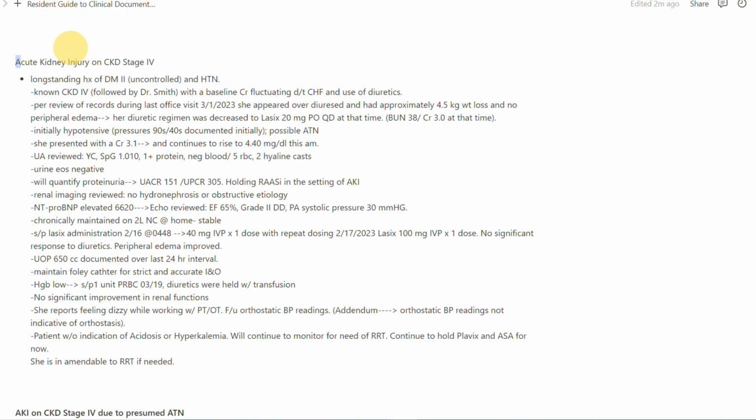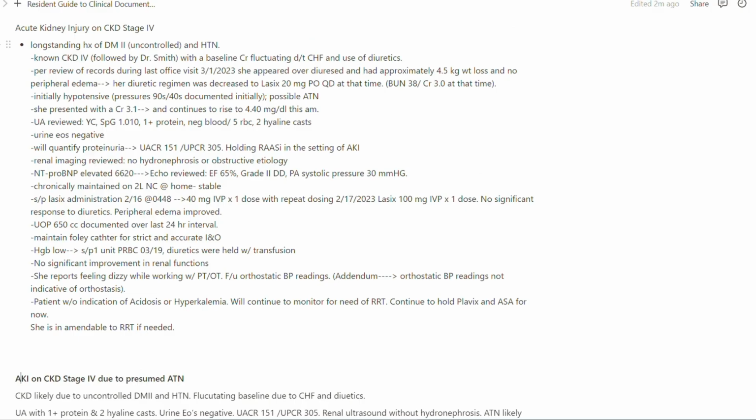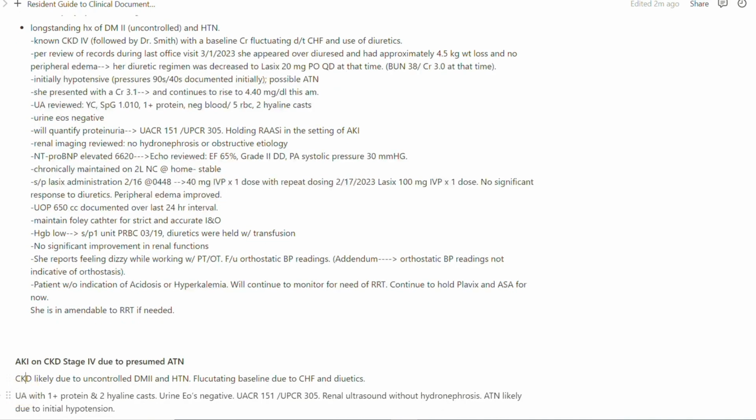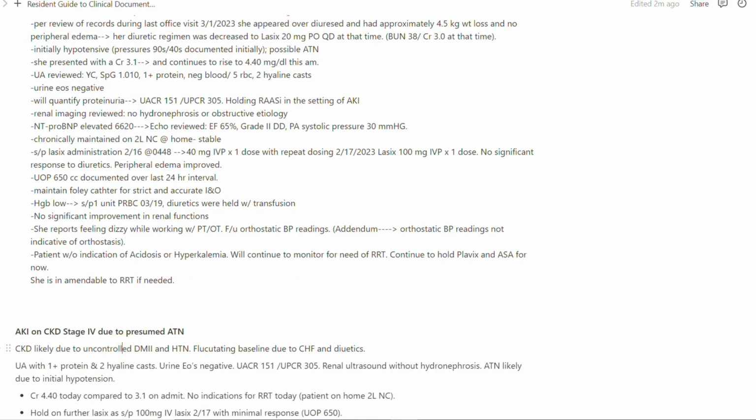So, acute kidney injury on CKD stage 4. I like that. As a CDI director, I like that. So I'm going to keep that down here, AKI on CKD stage 4. Long-standing history of diabetes, uncontrolled, and hypertension. It looks like they're explaining the underlying etiology of CKD here. I don't know if that's terribly important in an acute hospitalization, but I understand that maybe this nephrologist has a lot of different CKD patients, so maybe they're trying to keep it straight in their head and using their note to do that. I understand that, so I'm going to keep that here. So I'll say CKD, likely due to uncontrolled diabetes and hypertension.